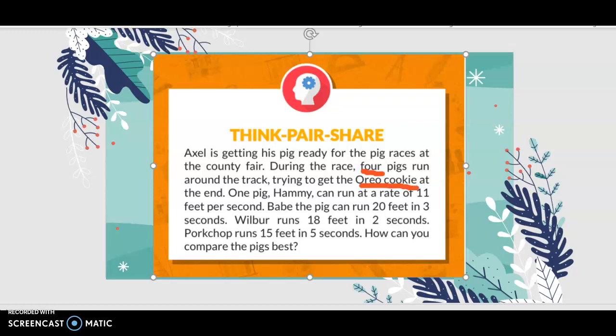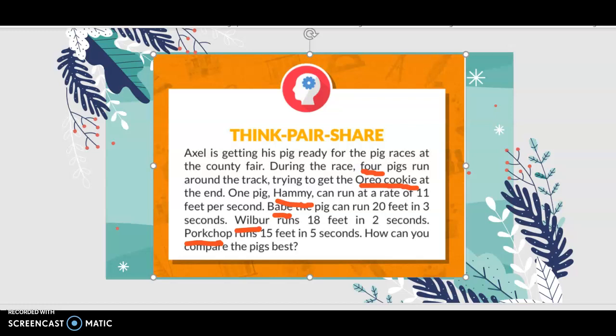Okay, so we have 4 pigs. Can you identify the 4 pigs? That's right. We have Hammy and we have Babe. I meant to draw that. We got Hammy, we got Babe, we got Wilbur, and we got Porkchop.